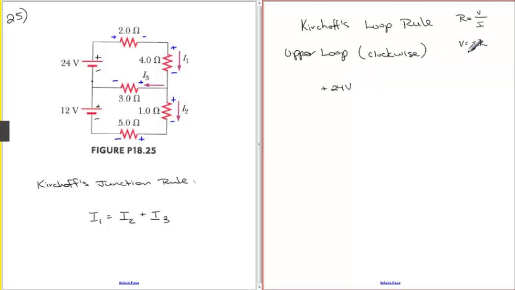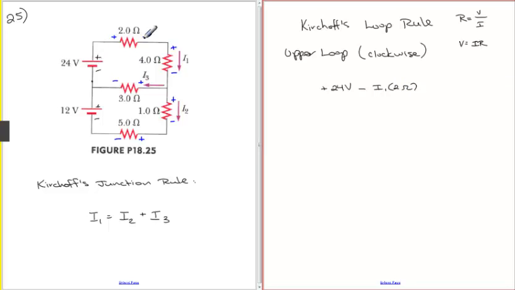So that's what we're going to use. We're going to use the current. So what is the current flowing through this resistor? Well, it's I1, and it's going from plus to minus, so we're going to have a voltage drop. So it's negative I1 times R, well, let's just put the resistance in there, times the resistance, which in this case is 2 ohms.